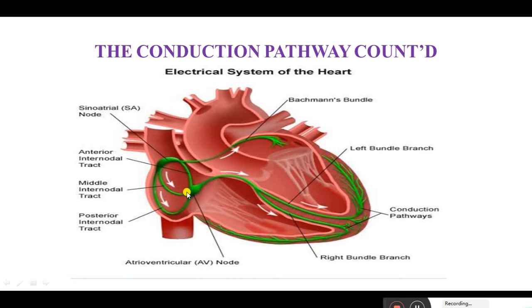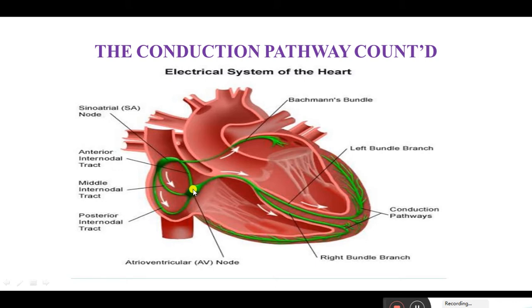And at this AV node, the electrical impulse is collected, and we can see it is situated between the atria and the ventricles. Something interesting happens here because the electrical impulse does not pass down through the valves, because the valves are made up of fibers made of collagen. And this collagen is insulating, it does not conduct electrical impulse.